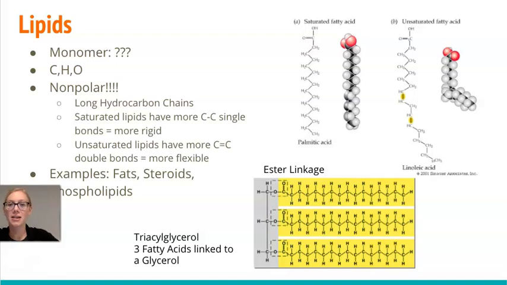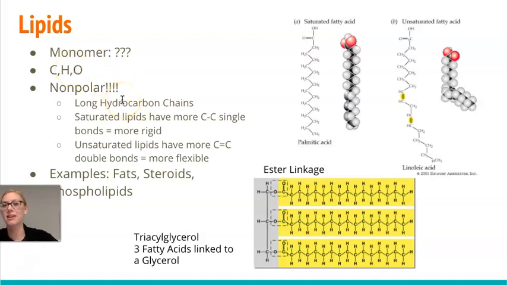Next, let's talk about lipids. So what's the monomer of lipids? Well, lipids are kind of unique. They really don't have a monomer like the other ones we've talked about. That's kind of important to know and to recognize, because they can have lots of different shapes. They contain carbon, hydrogen, and oxygen, and they are non-polar typically.